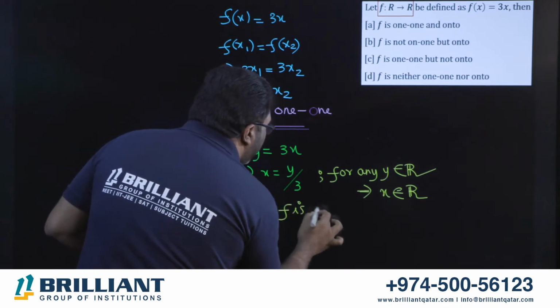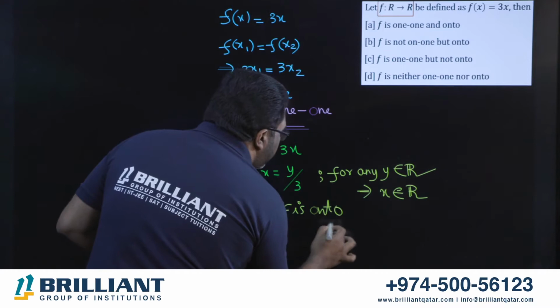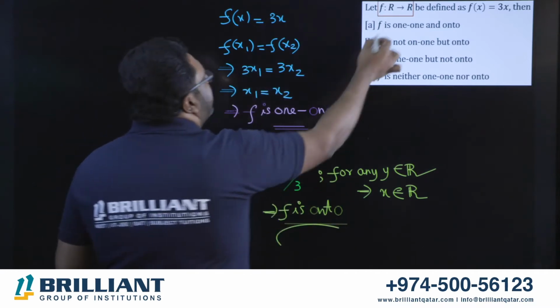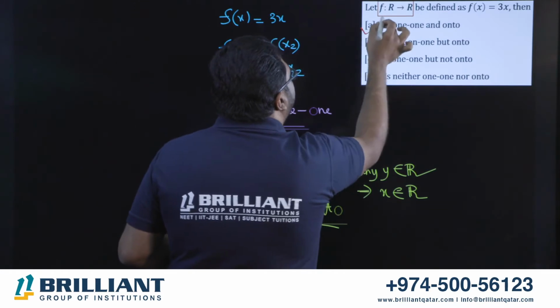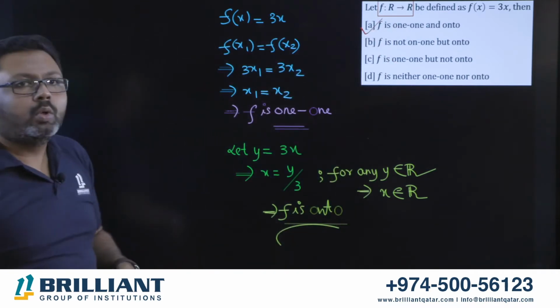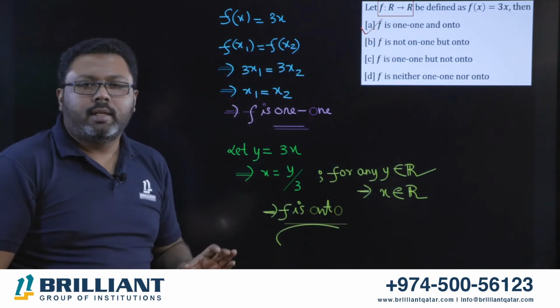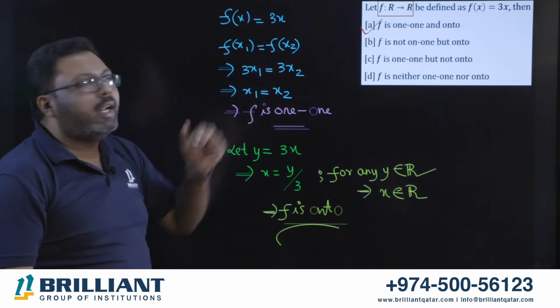Simple definitions, simple functions like this can come in the exam. So you can say f is 1-1 and onto. Option A, simple definition. Okay, a real number to real number.